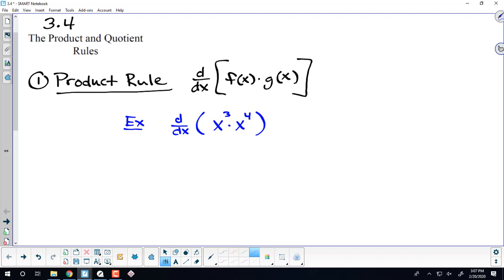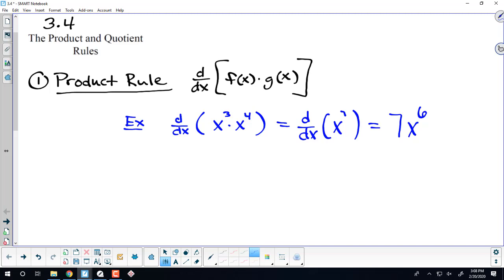So before we take the derivative, again, I don't know how to take the derivative of a product at this point. I'm just going to simplify this function first and then take its derivative. So we've got x to the 7th. Power rule is 7x to the 6th. So even though I don't know how to take the derivative of x cubed times x to the 4th at this point, we know it should be 7x to the 6th.